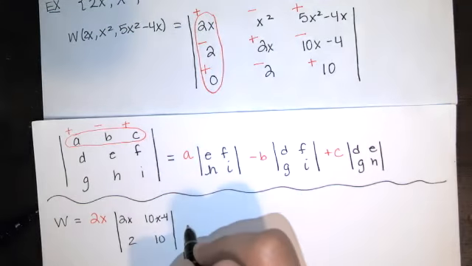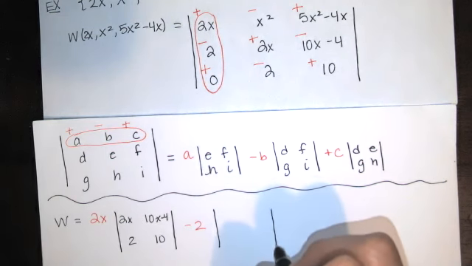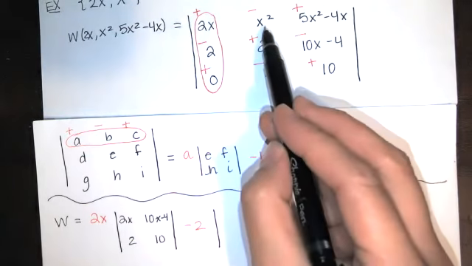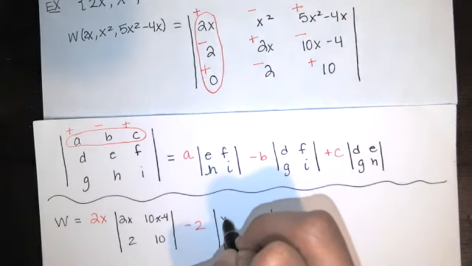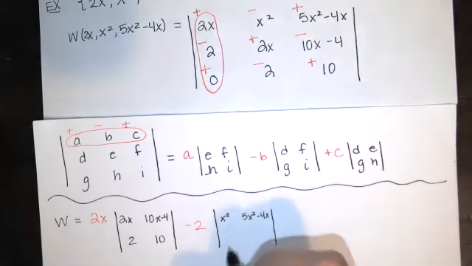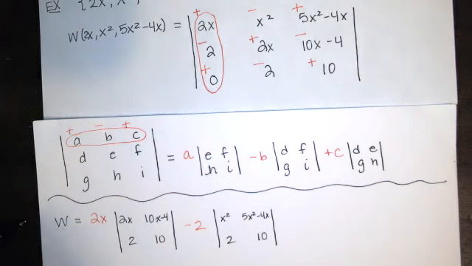minus 2 times this determinant. Cross out the row and column containing 2, and you have x squared and 5x squared minus 4x there in that top row. And then you've got the 2 and the 10 in the bottom row. And then you're adding 0 times this.